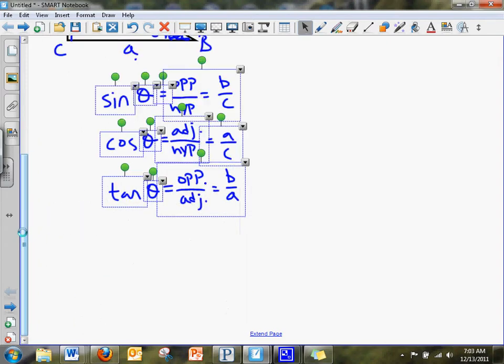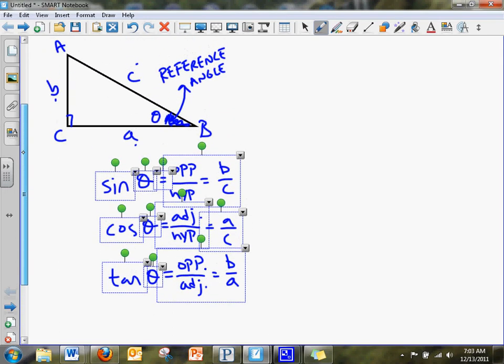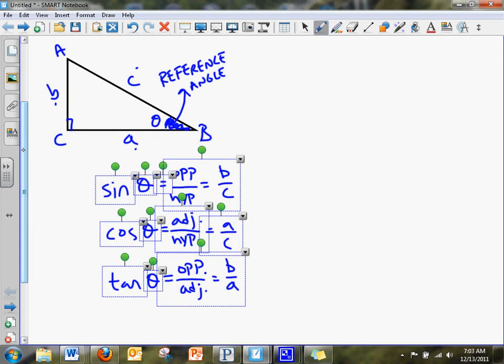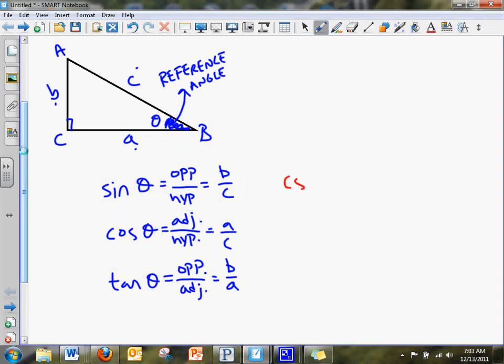Okay. Because the other 3 ratios that we're going to look at are just the reciprocals of sine, cosine, and tangent. So the reciprocal of sine is called cosecant of theta. And it's just the reciprocal, so it's going to be hypotenuse over opposite. If I just flip it over, it's C over B. And we pronounce that cosecant.